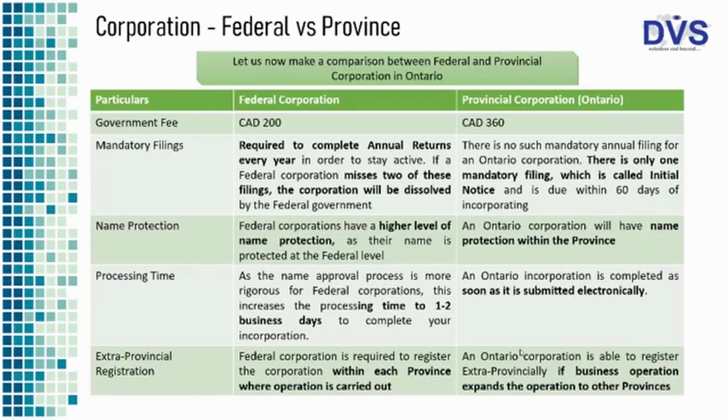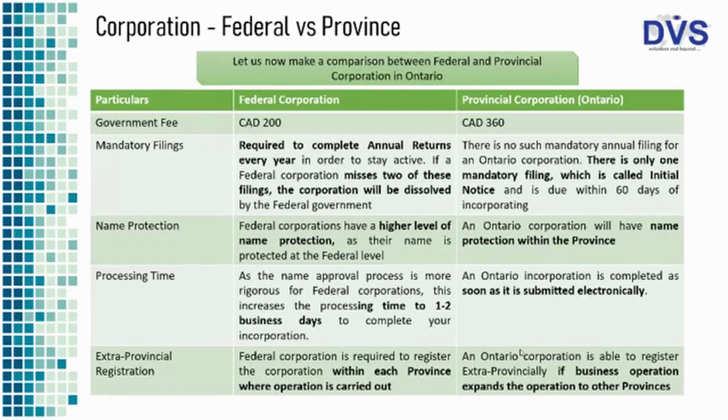Here is a quick overview. So let us make a comparison between federal and provincial incorporation, and for provincial we'll take the province of Ontario. The government fees for federal is 200 Canadian dollars, whereas for a provincial corporation it works out to $360.